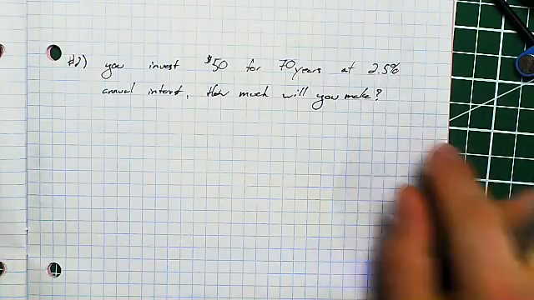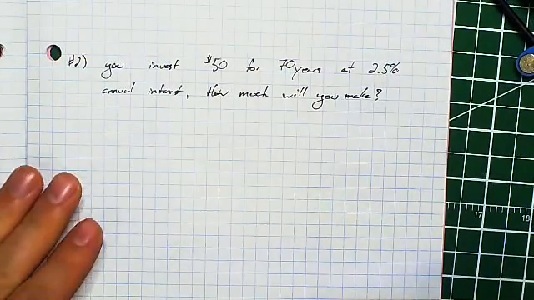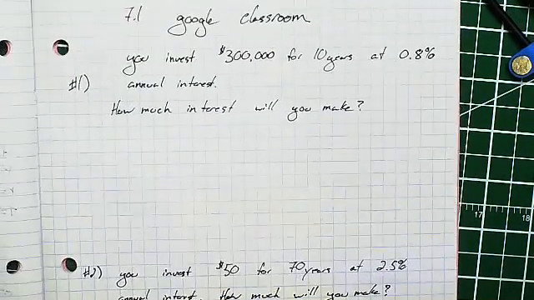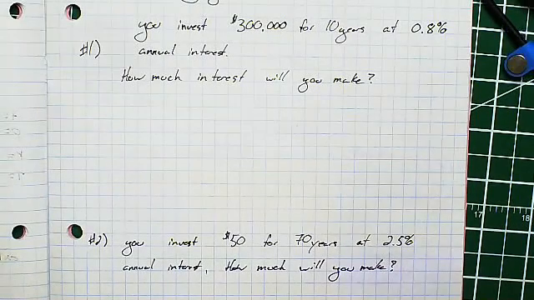Question 2 is, if you invest $50 for 70 years at 2.5% with annual interest, how much are you going to make? So this will be 70 years versus 10 years.